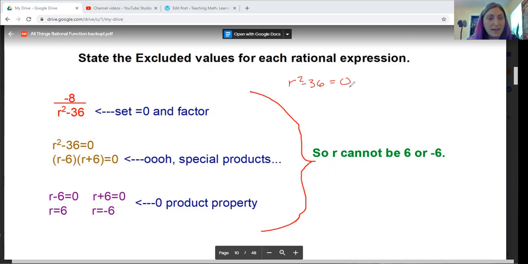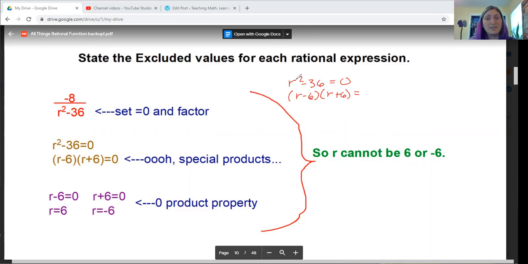So now when I've got that, r squared minus 36, notice how this says, ooh, special products. We should notice that r squared minus 36 is that special product called a difference of squares. A difference of squares factors into a minus b times a plus b. So in this case, and I'm doing it off to the side again, just because I know this helps some people more than just seeing it written out, we know that this factors into r minus 6 times r plus 6. And again, if you forgot that that's a thing, go back and check up on it.